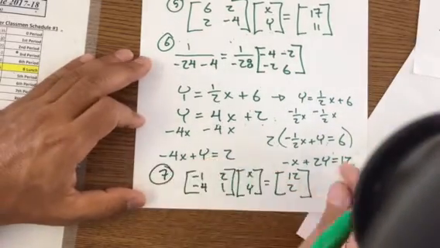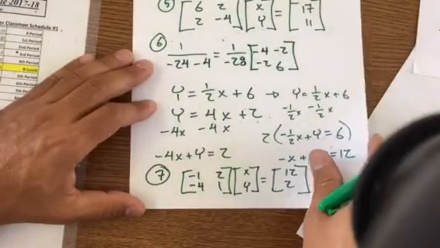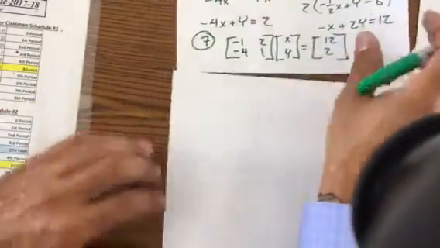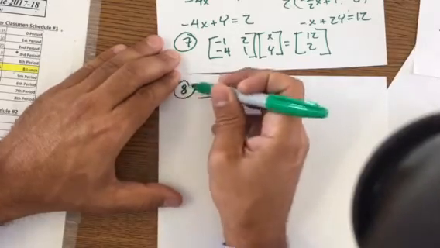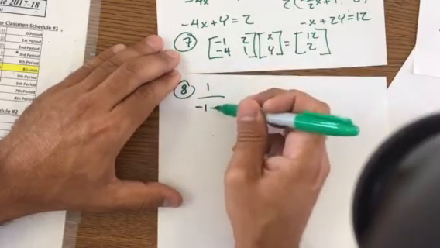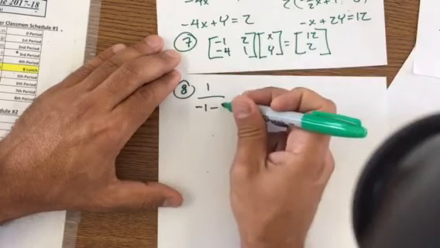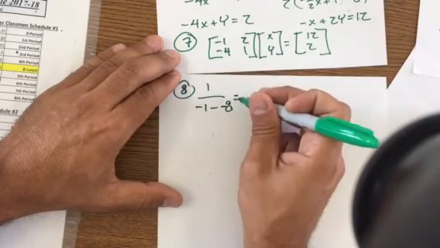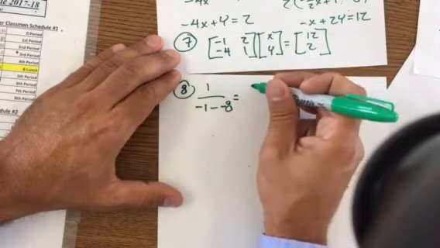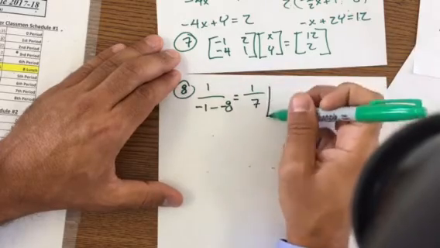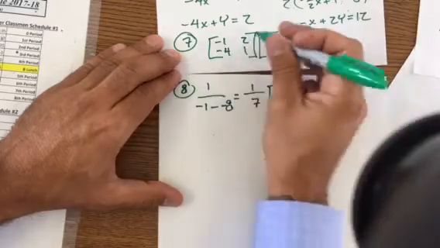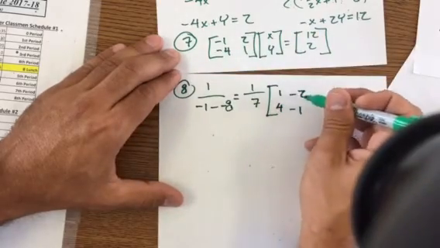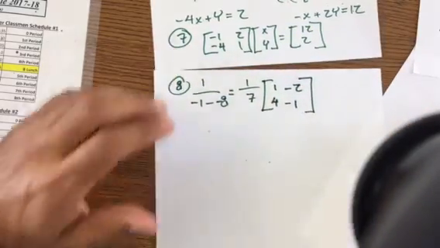7. Now we're going to find the inverse. So 1 over, these get multiplied, minus, these get multiplied. Negative 1 plus 8 is going to be 7. These two switch spots. These two switch signs. Now I want you to turn this in to me.